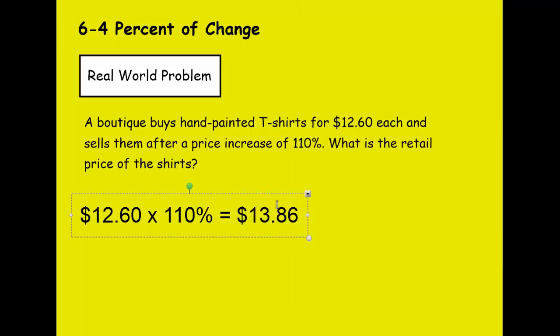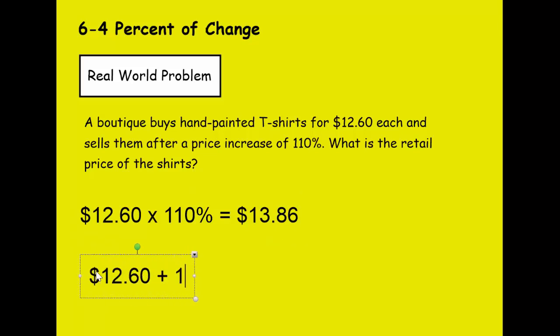So that's how much it went up. So if this was our starting amount and it went up this much, we would need to add those numbers together. So $12.60 plus 13.86, what does that equal? And that would be our price after the increase.